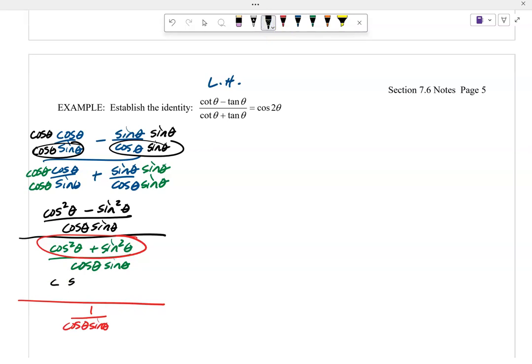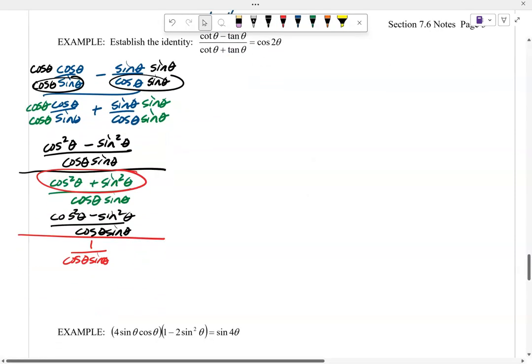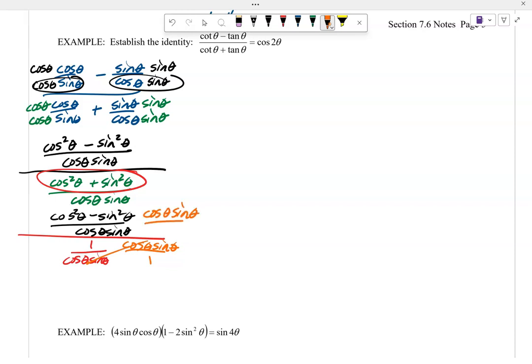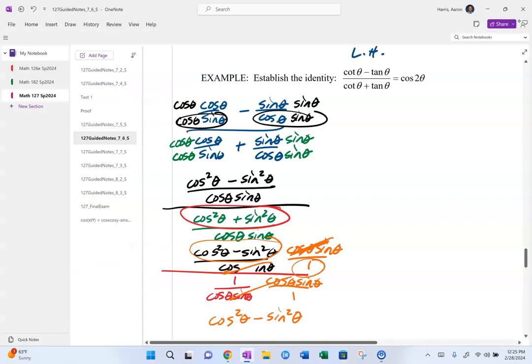Top is still cosine squared minus sine squared all over cosine sine. But we have one fraction over one fraction, so we can keep change flip on this. Multiply by the reciprocal, if you will, cosine sine over 1. Now, I got to do it to the top. If I do it there, I got to do it over here, top, and see how those cancel right there. And so I'm just left with cosine squared minus sine squared all over 1, right? Well, if I look on my double angle formulas, I have cosine squared minus sine squared.